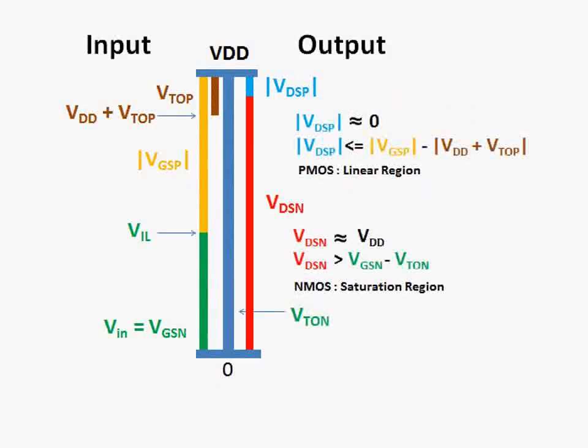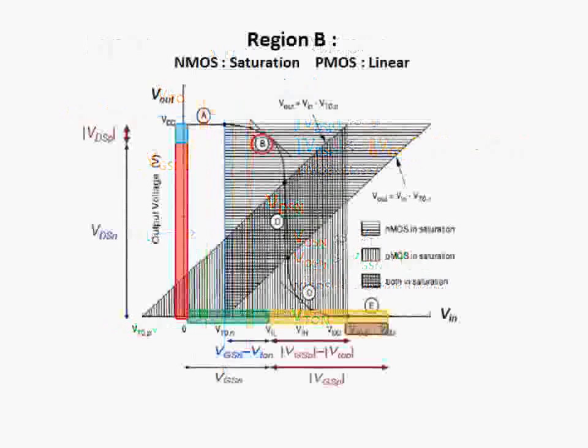Therefore, by visual inspection, we can conclude that 1. NMOS is operating in the saturation region. 2. PMOS is operating in the linear region. In region B of the CMOS inverter, the NMOS transistor is in the saturation region. The PMOS transistor is in the linear region.